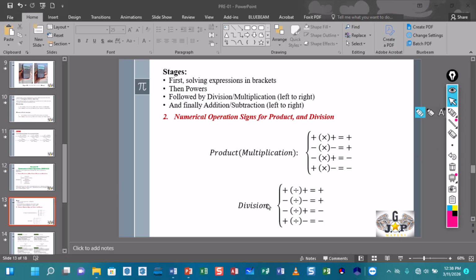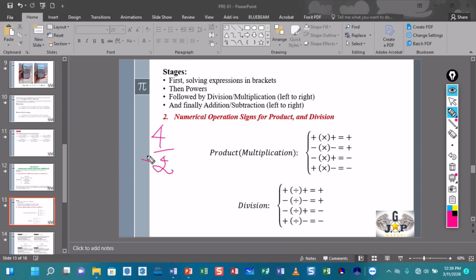So let's go to the division here. Let's take an example. Division says plus divided by plus gives us plus, minus divided by minus gives us plus, minus divided by plus gives us minus, plus divided by minus gives us minus. Let's take the first example, plus divided by plus. Very easy. Let's go. 4 divided by 2.